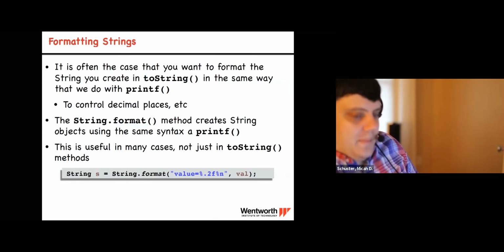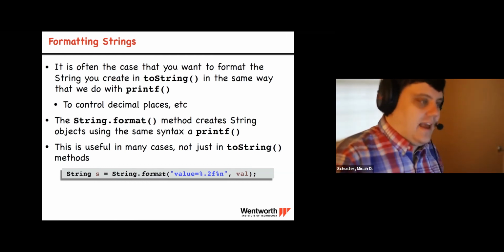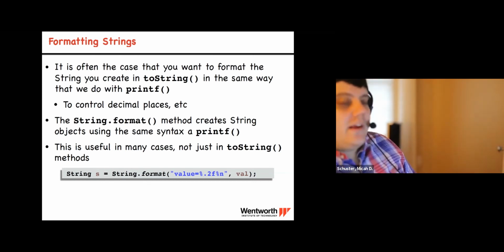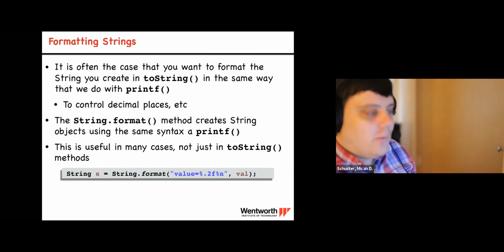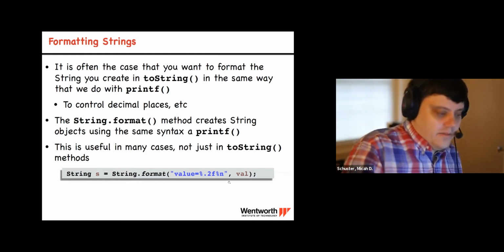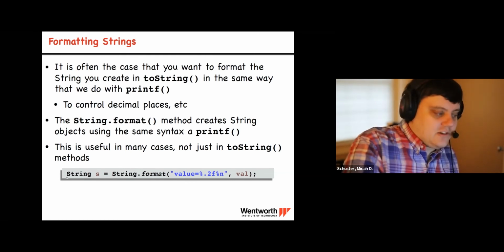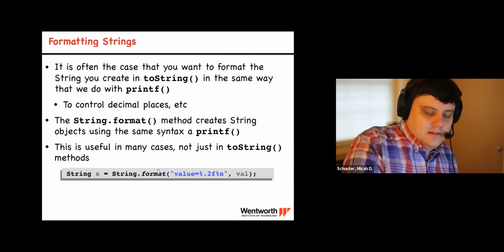So if you want to format the string like we do in a printf, so remember it's printf because it's a formatted print. That's where the F comes from. If we want to control decimal places or potentially do what we would normally do in a printf statement, then we can write it like this. I create a string, in this case string s. And I say that equals String.format. And I do what I normally would do in a printf.